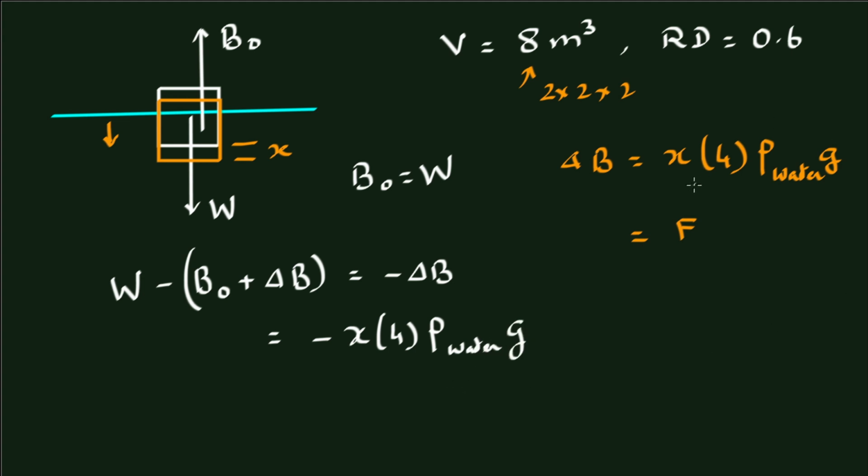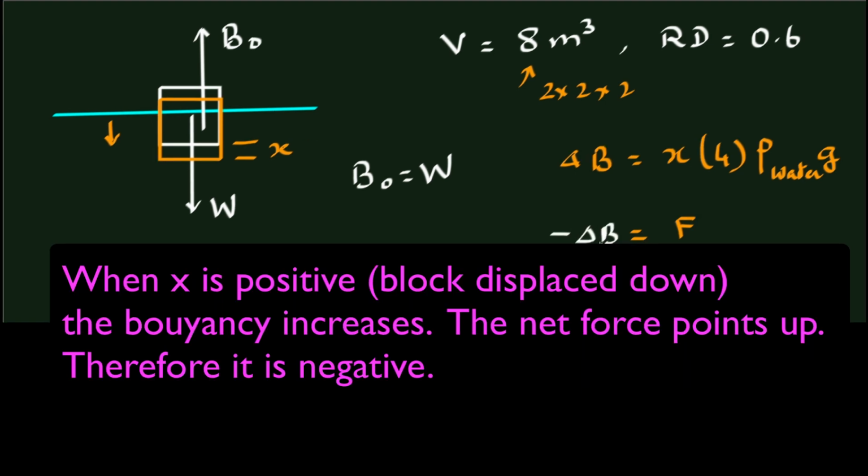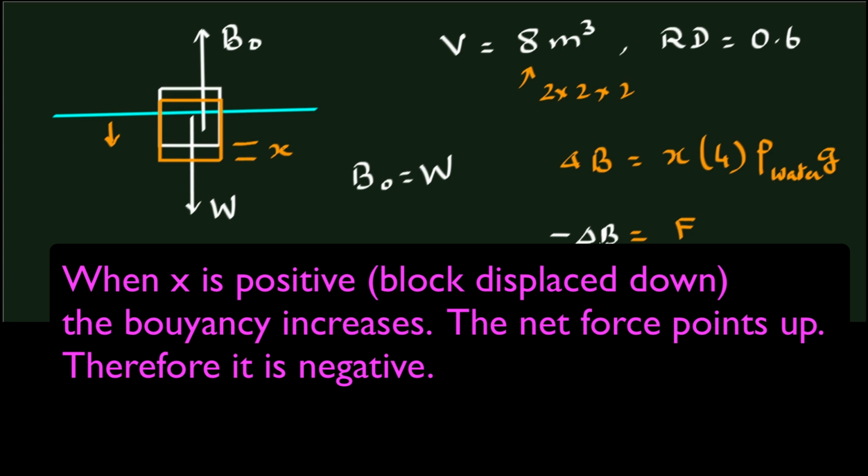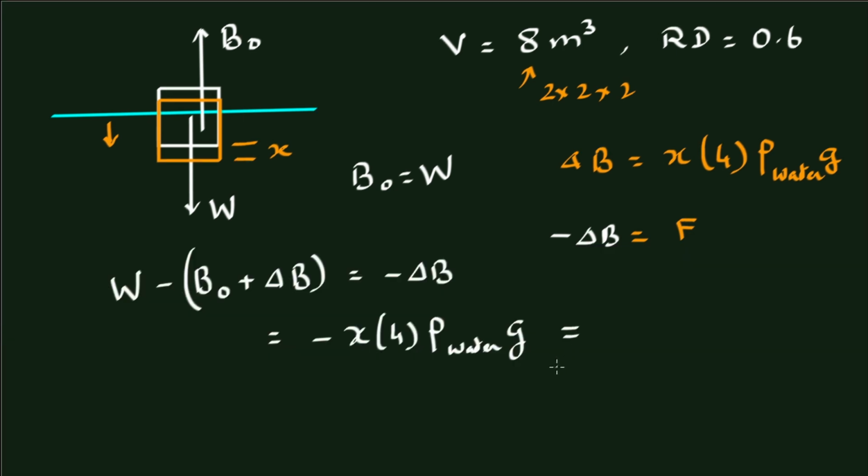Hey, what about the minus sign here? I don't see a minus sign here. Since I've taken x positive downwards, I should put the net force equal to minus delta B. This is equal to mass times acceleration. The mass is the total volume times the density of wood. That's the mass times acceleration, d2x by dt squared.